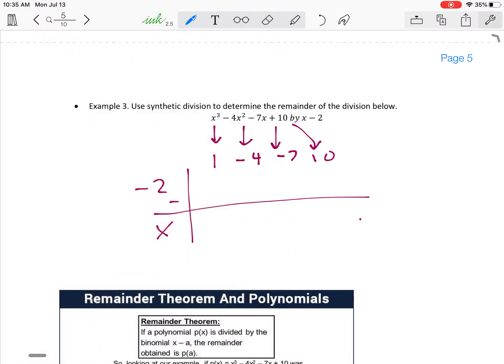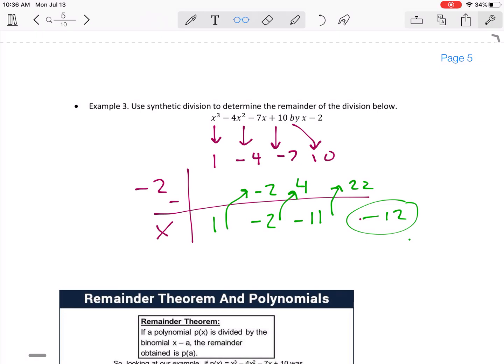Okay, so we start with the 1, and then that's going to be multiplied by negative 2. Okay, so we got negative 4 minus negative 2, so that gives you negative 2. And that's going to be multiplied by negative 2, so that gives you 4. Okay, so negative 7 minus 4 is going to give you negative 11. And then that multiplied by negative 2 is going to give you 22. And then 10 minus 22 gives you negative 12. Okay, so that's the remainder.